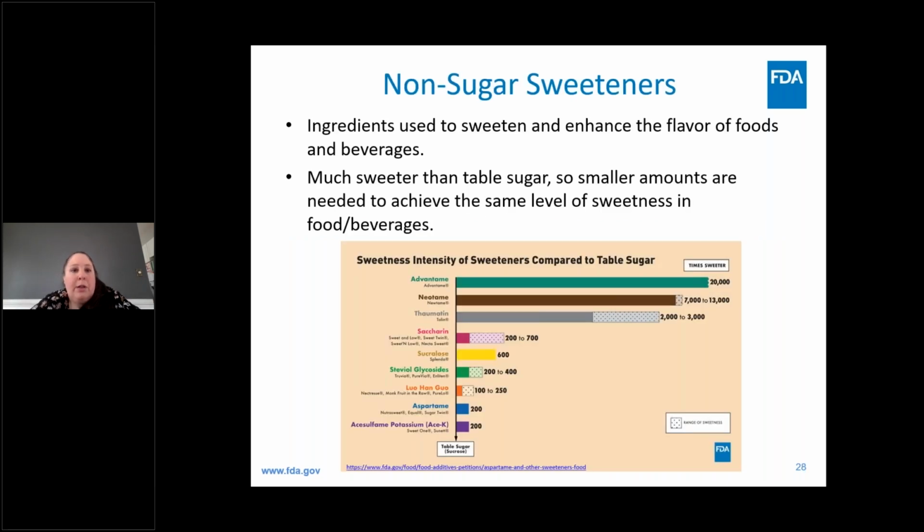So non-sugar sweeteners, well, they go by many names. They can be called just sweeteners, sugar substitutes, low and no calorie sweeteners. They're all a class of ingredient that are used to sweeten or enhance the flavor of food and beverages. And as you can see from the chart, they are oftentimes much sweeter than table sugar, meaning that less of it can be added to achieve the same level of sweetness in a food or beverage.